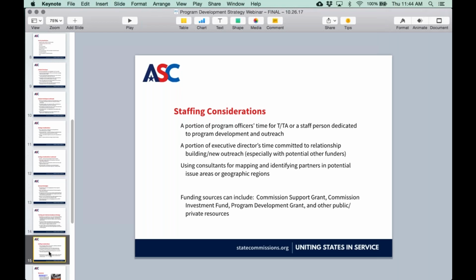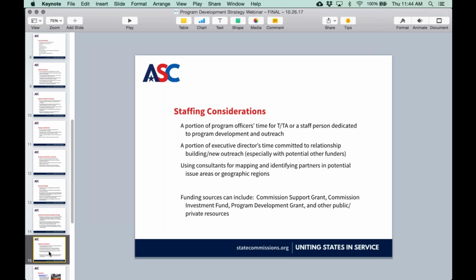Commission investment fund, as you all know, goal number one of the Commission investment fund guidance is around program development, particularly in underserved regions. So that's certainly appropriate as you think about future Commission investment fund applications. The program development grant that we know that many of you have received from the corporation.